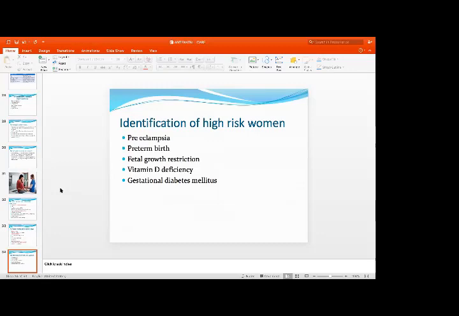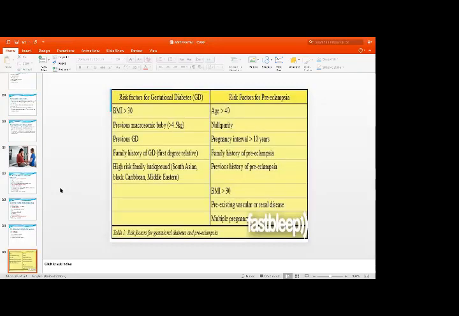So with the help of history, examination, and investigations, we will identify the high-risk women. So what are the high-risk women? Those who may develop preeclampsia, they may be at risk of preterm delivery, they may have fetal growth restriction, or they may have vitamin D deficiency or gestational diabetes. So what are the risk factors for gestational diabetes, that is GDM, or risk factors for preeclampsia?